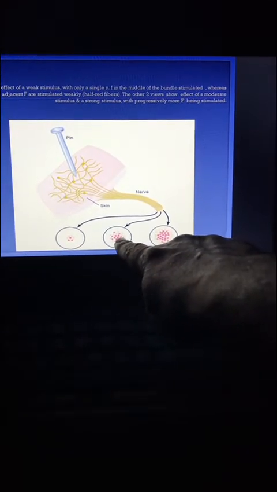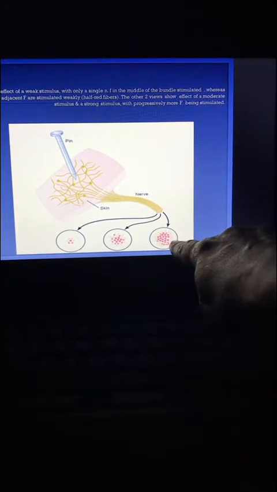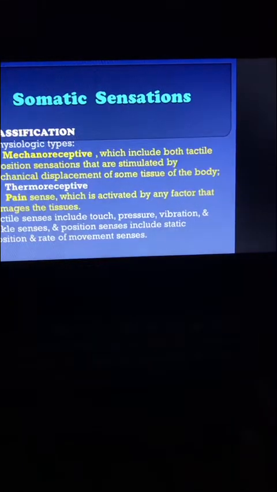Now this illustrates that on the left is the effect of a weak stimulus, with only a single nerve fiber in the middle of the bundle stimulated, while on the right, more nerve fibers are stimulated, shown in red. The more red, the more fibers stimulated, so the strongest stimulus will result in more response.